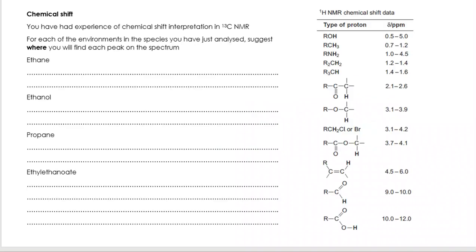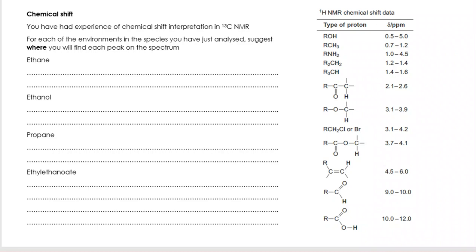So now let's move this on a little bit, and we're going to look at the chemical shift. Once again, you've got experience of this with carbon 13. Here we have got chemical shift values. These are the regions on the NMR where you will find the peaks. So let's have a think about what peaks we would see, how many peaks we would see. Have a think about these and then we'll review.